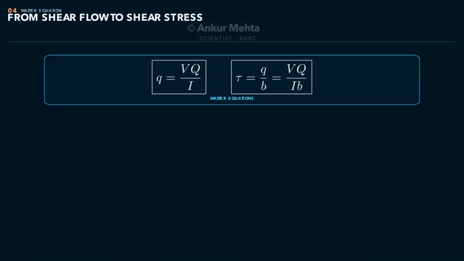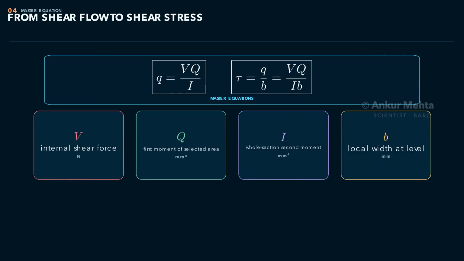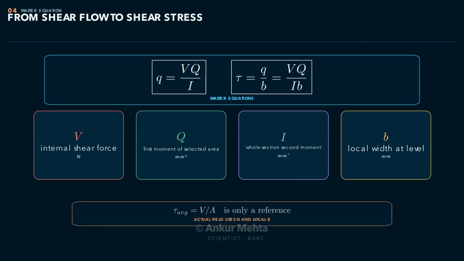If the section has local width b at the chosen level, the average shear stress across that width is tau equals q over b. Therefore, tau equals VQ over Ib. Here V is the internal shear force, Q is the first moment of the selected area, I is the second moment of the complete cross section about the neutral axis, and b is the local material width at that level. Do not replace b by the maximum width unless they are the same. Also remember that V over A is only an average reference value. The actual distribution comes from VQ over Ib.